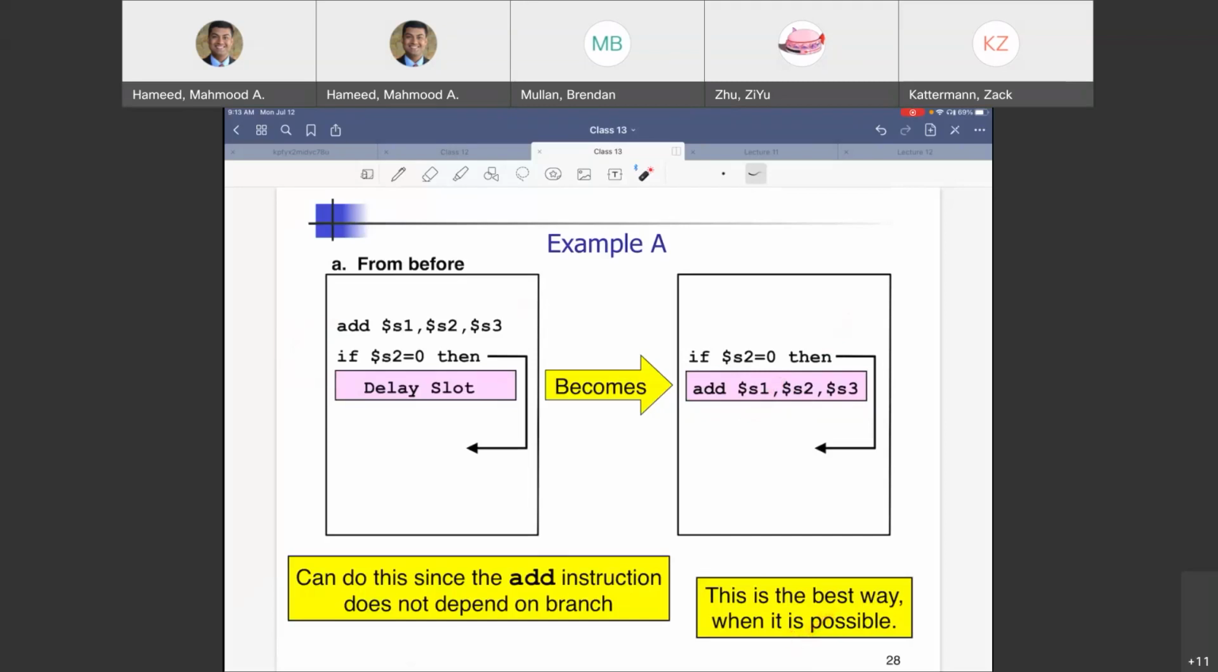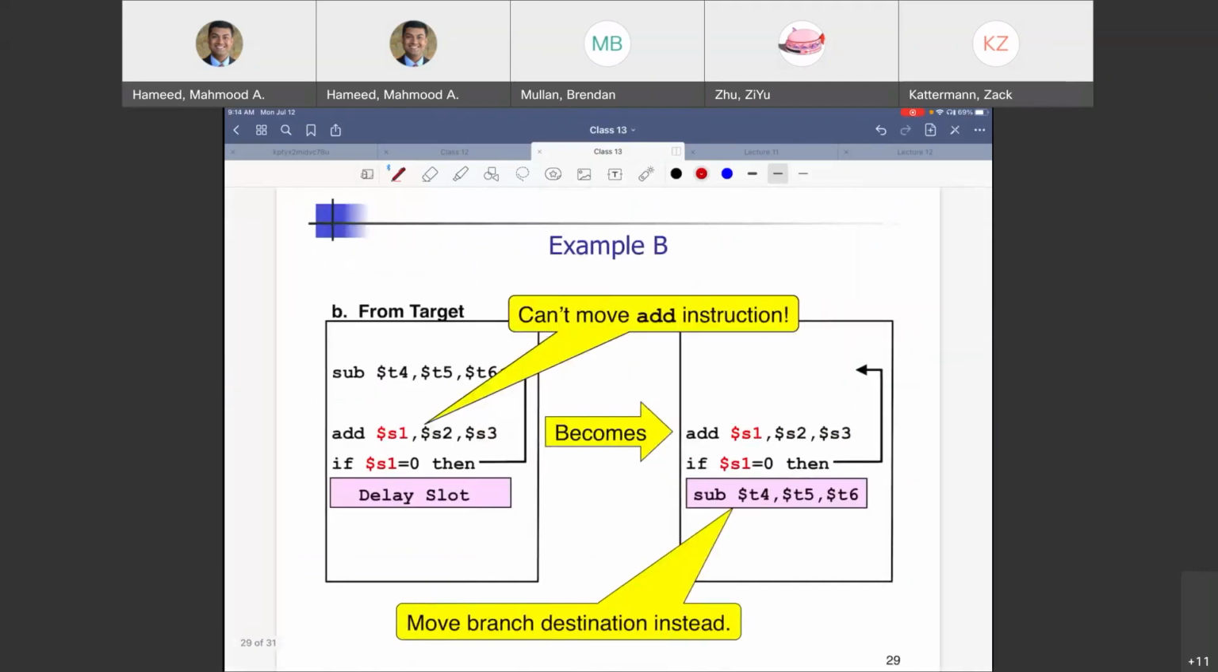So whenever this is possible, you try to use example A. This is called from before, from before branch or condition. Take an instruction from before the condition and put it in the delay slot.